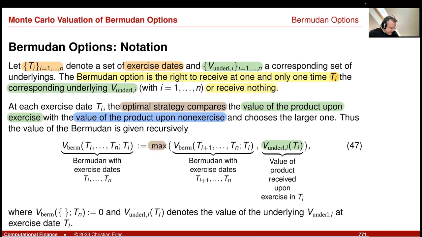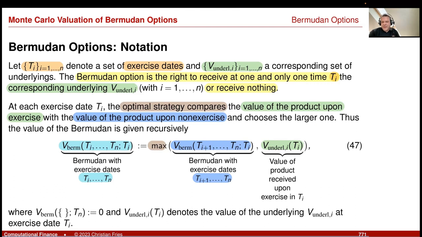So you have here the Bermudan option that has the right to exercise in Ti plus one, and so on up to Tn. If you do not exercise in time Ti, you still have the right to exercise in Ti plus one, Ti plus two, up to time Tn. So you have the remaining exercise rights if you don't exercise. If you exercise, the Bermudan option is exercised, it's terminated, and you get the underlying.